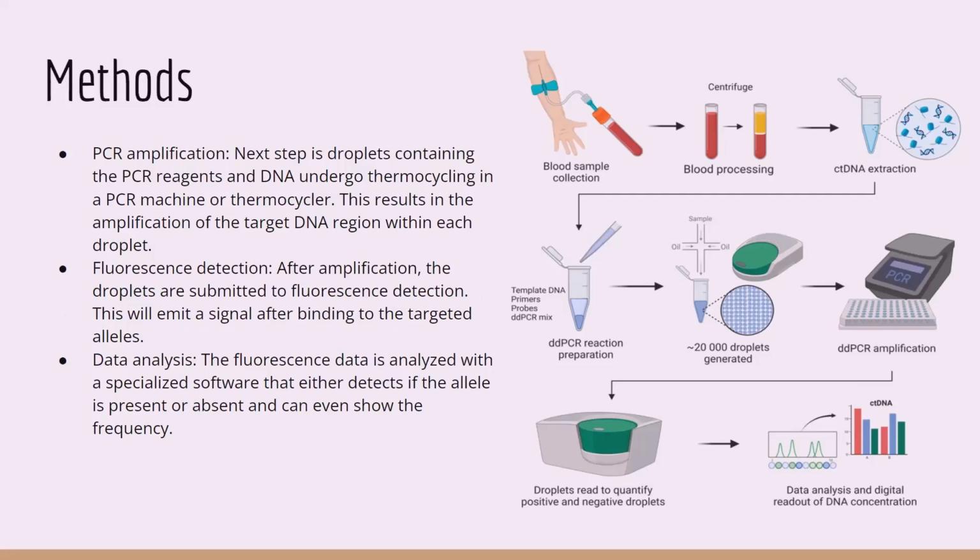Then you go into the fluorescent detection. You go into the droplets and see which ones are emitting a signal. If it's emitting a signal, that means the target allele is present, or it could be not present, depending on what you're going for. Then you do a data analysis. With that fluorescent data, you can use specialized software to detect if the allele is present or if it's absent. You can even see frequency and the concentration as well.